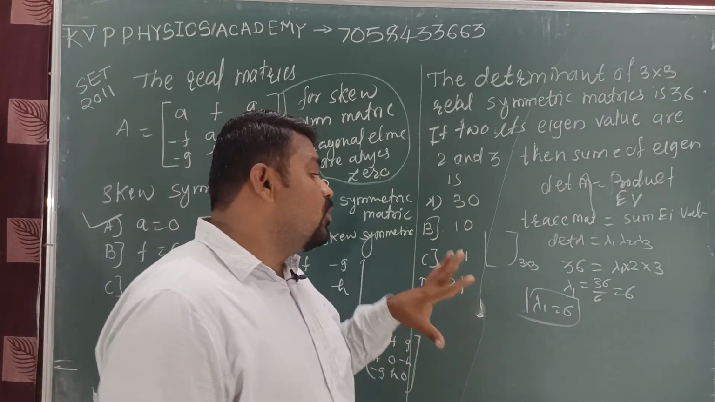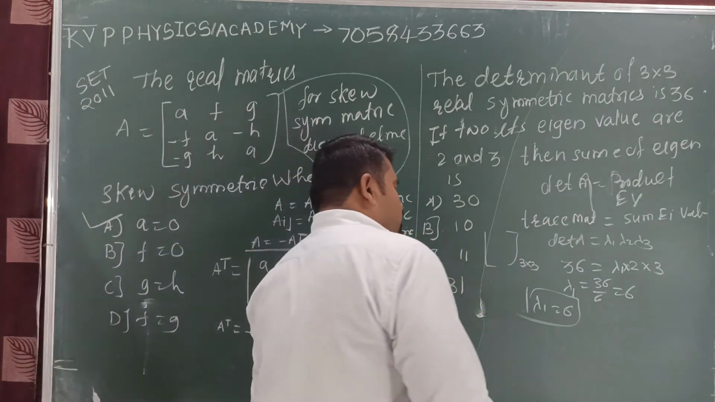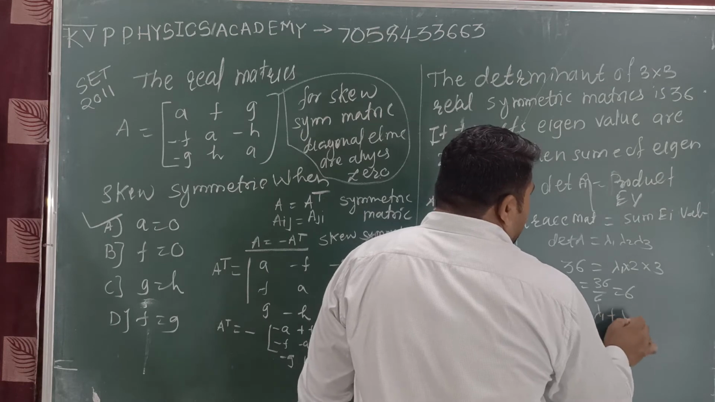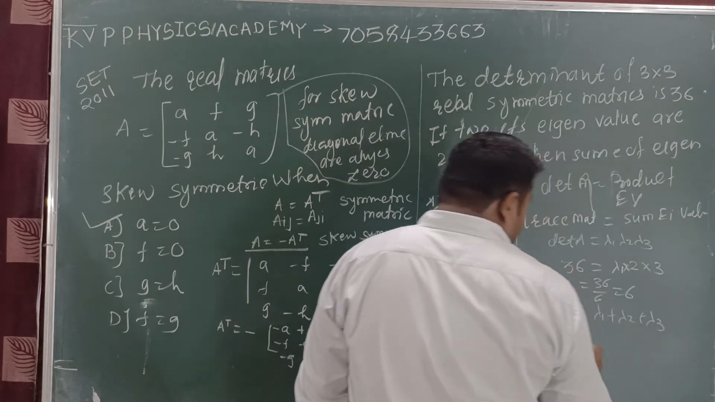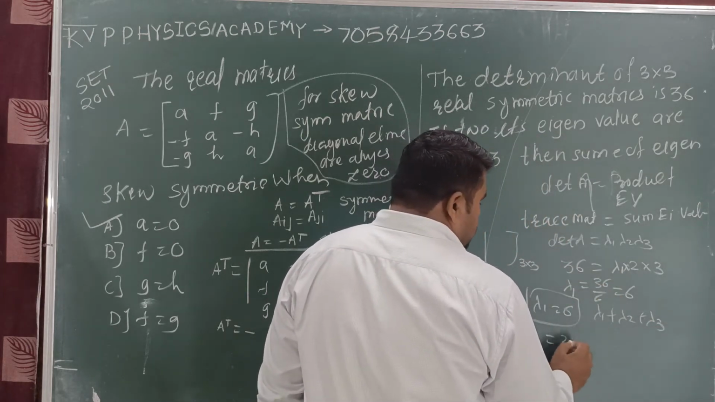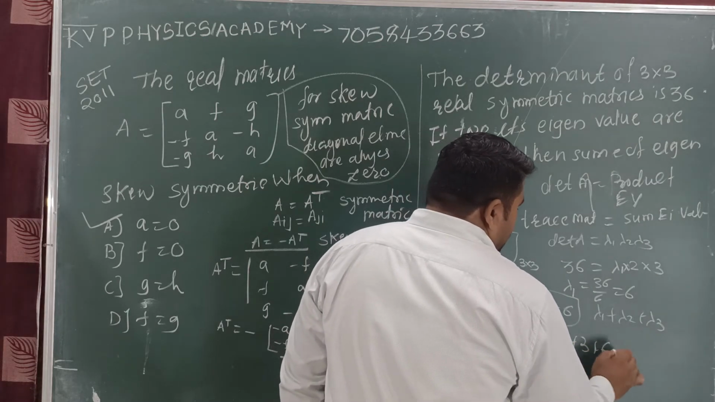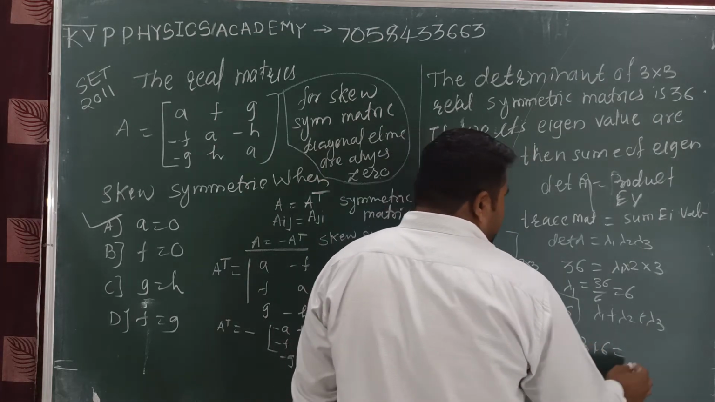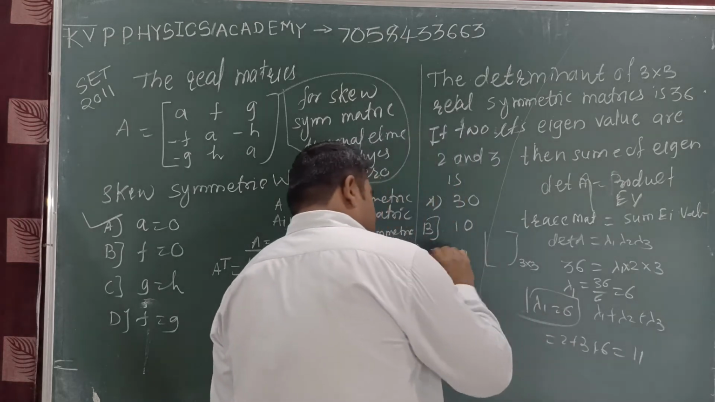And they ask, what is the sum of the eigenvalues? Lambda 1 plus lambda 2 plus lambda 3 is equal to 6 plus 3, 9, 9 plus 2, 11. Which option is correct? C option is correct.